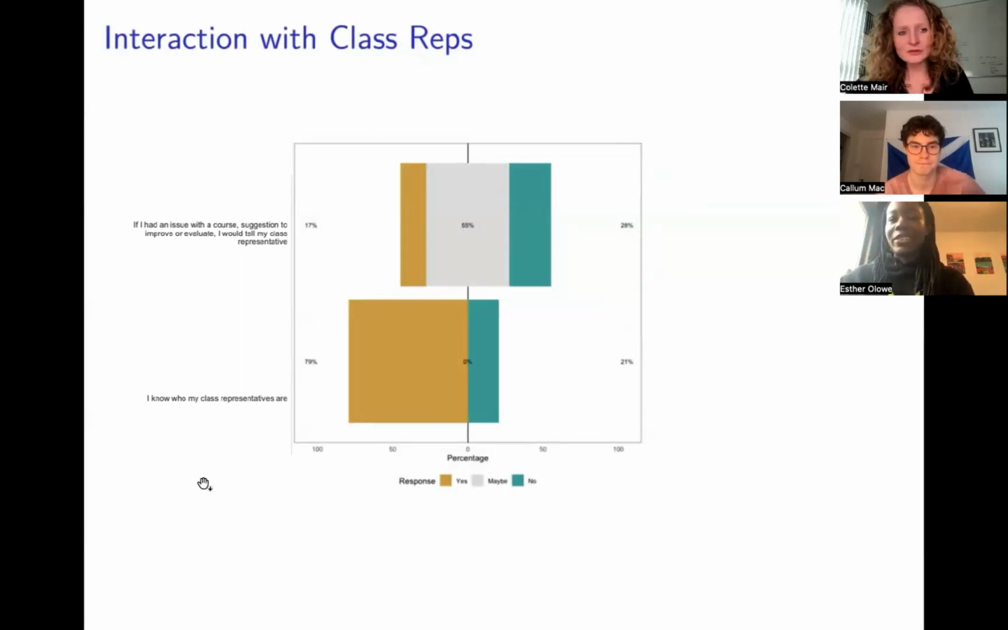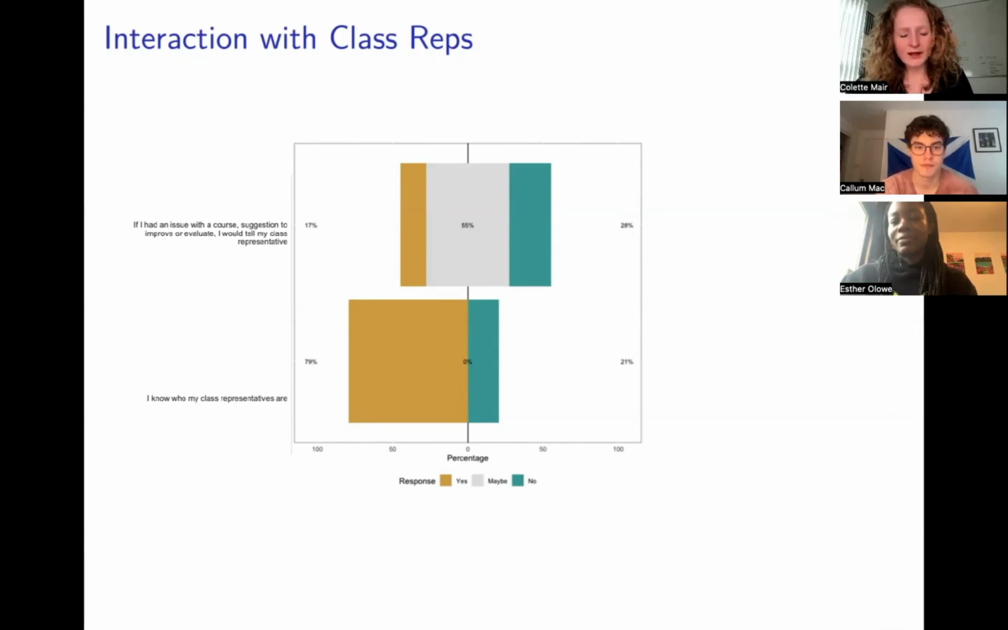Yeah, so when we asked students if they felt that they'd be able to speak with their class rep if they had any issues with the course, or to suggest improvements or evaluate the course, 55% said that they weren't sure, and 28% said no.